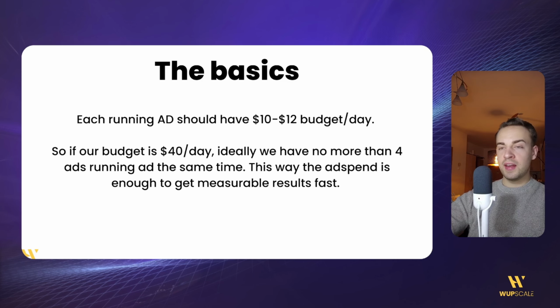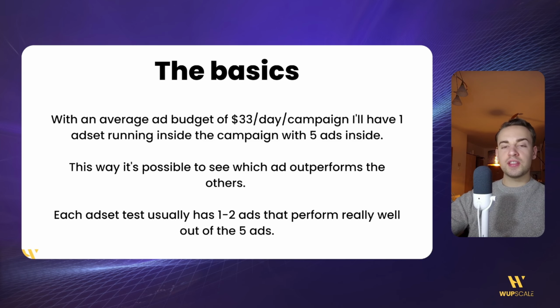A quick guideline to testing and running your ad set is counting $10 to $12 per ad inside your ad set. So for example, if you have $40 per day, the ad set should have no more than 4 to 5 ads inside. The reason for this is to get results fast, so you can iterate, and also you have a chance to exit the learning phase. You can get started as low as $15 to $20 per day, but ideally for 5 ads, I suggest $33 at least per ad set.